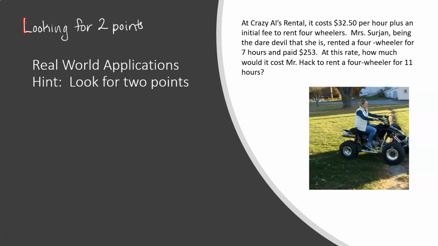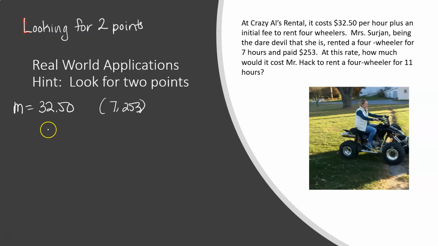So the "per" in the problem gives you a rate, which is your slope. Your slope is a rate. So our slope is $32.50. Okay, so Mrs. Surgeon rented for 7 hours and it cost her $253. Okay, so we've got a slope and a point, right? So let's put this in point slope form.